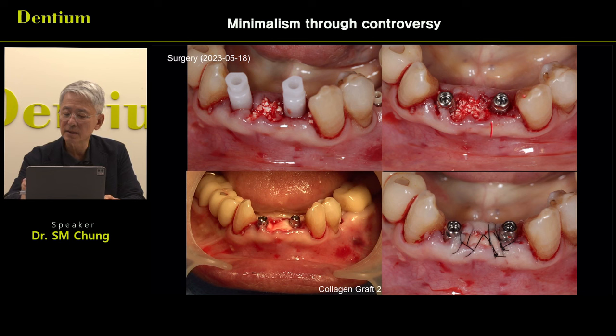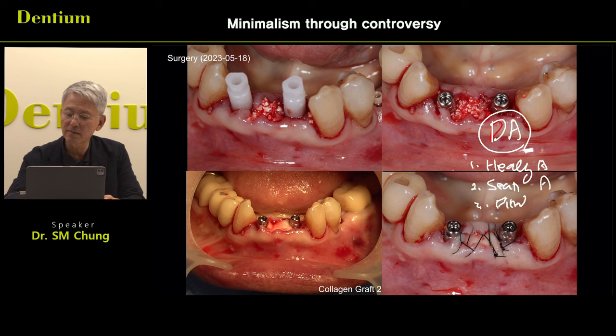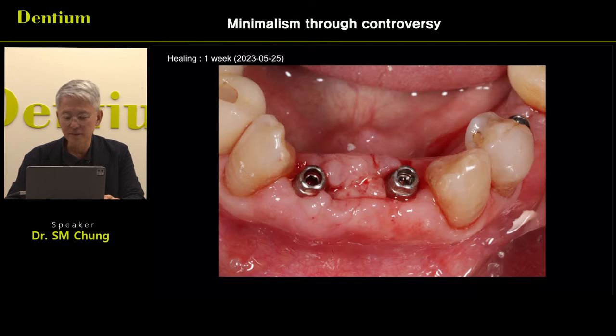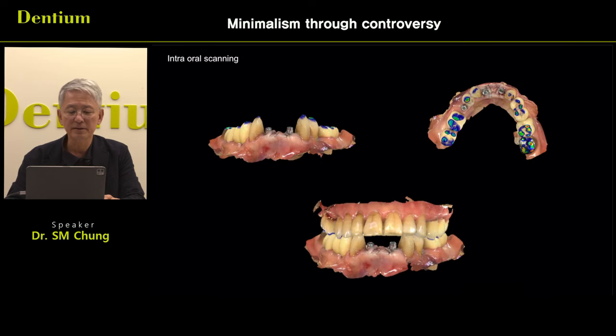Digital abutment has the function of a healing abutment, scan abutment, surgery, and final abutment, all together. After suture, we do scanning or impressions for the temporary crown at first.